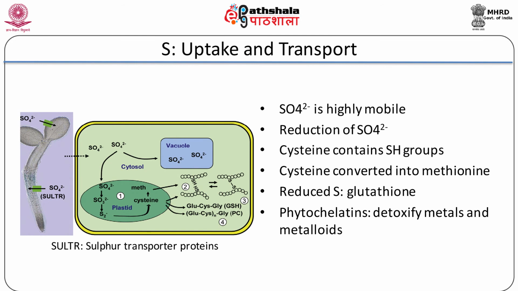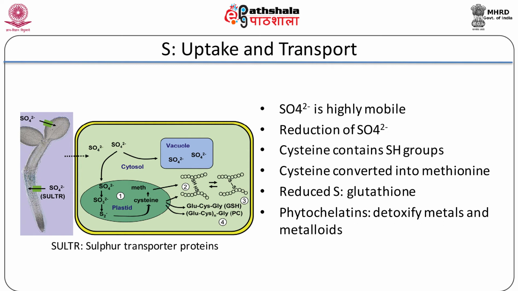Sulfate is highly mobile and is rapidly transported through the xylem to shoot tissues. Reduction of sulfate takes place in plastids where it is assimilated in cysteine. Cysteine can be directly incorporated into proteins or converted into methionine as shown by the number 1 in the figure. Cysteine contains SH, that is, the thiol groups essential for protein functioning through the formation and disruption of sulfur bridges depicted by 2 in the figure.